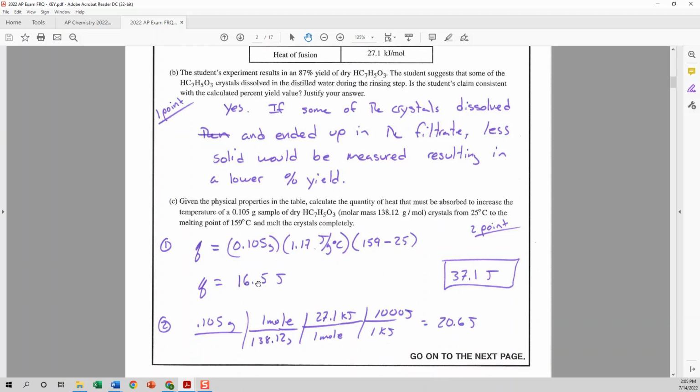So we got 16.5 joules for the first part. And then when we do this calculation, I converted from kilojoules to joules here, and we got 20.6 to melt it. So all we have to do is add those two numbers up, and we get our total energy for part C. I'm guessing this is a 2-point question, knowing how to do this and knowing how to do that. So I don't know how they would work it out, but yeah. So anyway, that's part C.